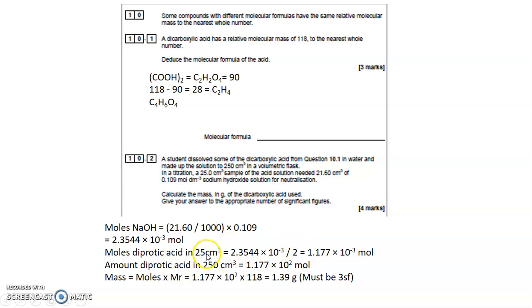Now that's in 25 cm³, so I need to multiply by 10 to work out what it was not just in the tenth sample but in the original. Multiply by 10: 1.177 times 10 to the minus 2 now. Moles equals mass divided by MR, so I'll multiply by the MR and it comes out as 1.39 grams. I've put it to three significant figures because some of the other data in the question is to three significant figures, so that's got to be three significant figures.